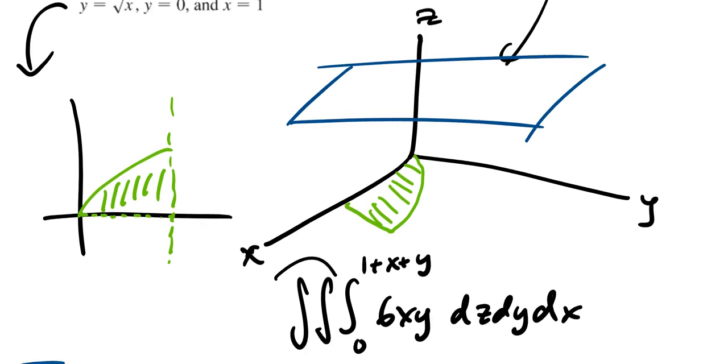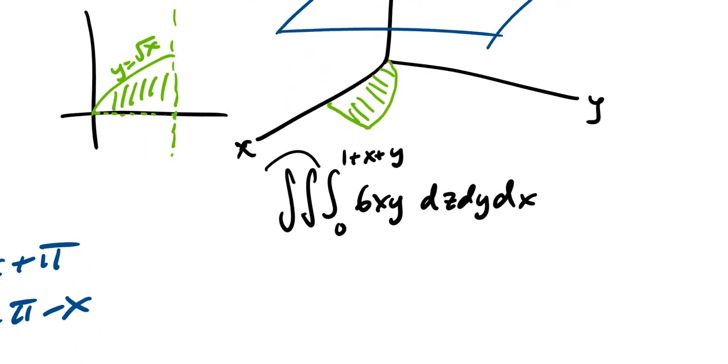So this piece right here is y equals square root of x. So in my integral, this will go 0 to square root of x, and then x goes from 0 to 1. And that's it. That's your integral. All right, let's try number 14.